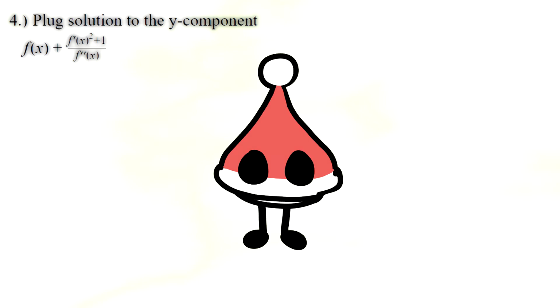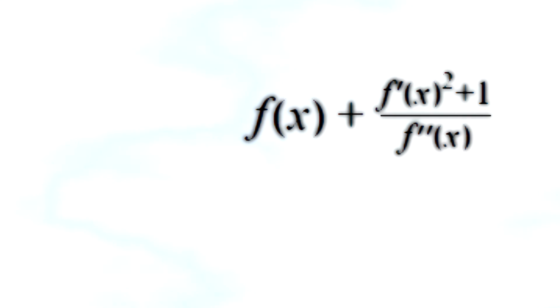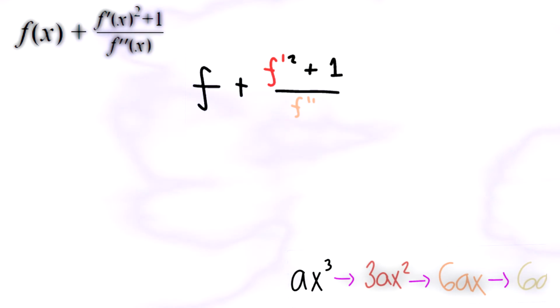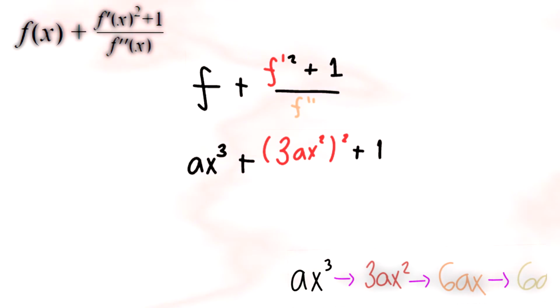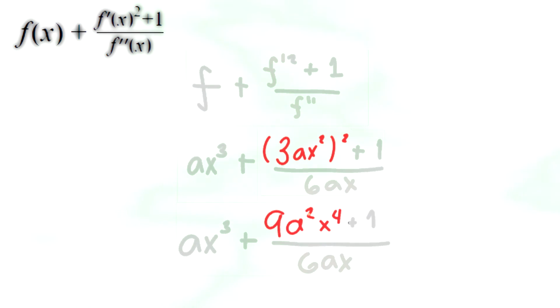Next, we do step 4. I'll give you a good look at this equation before we start. Alright, deconstructing the f's, we get f(x) x³ plus f prime 3x squared plus 1 all over the double prime 6ax. Now we do the squared numerator term, which becomes 9a squared x^4.